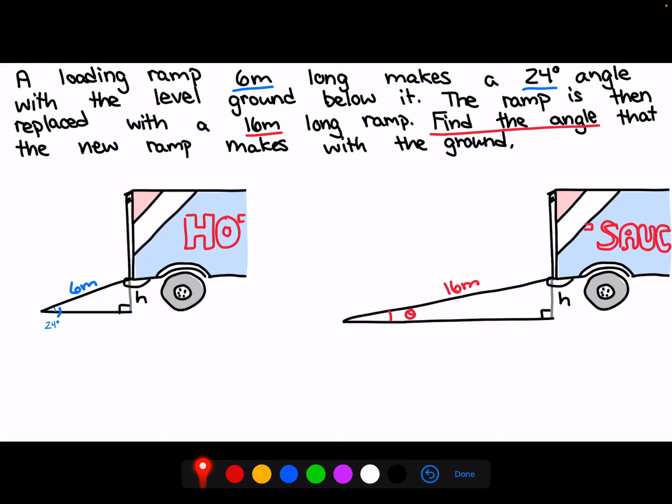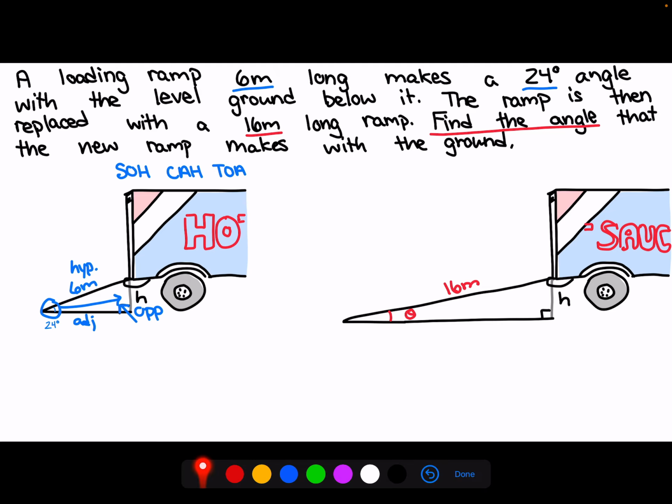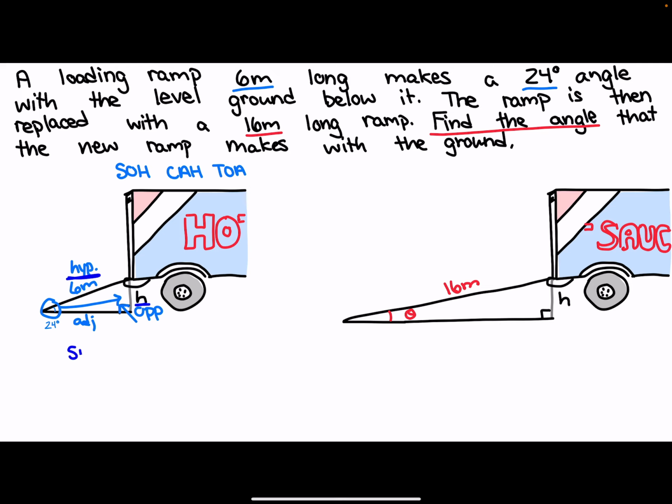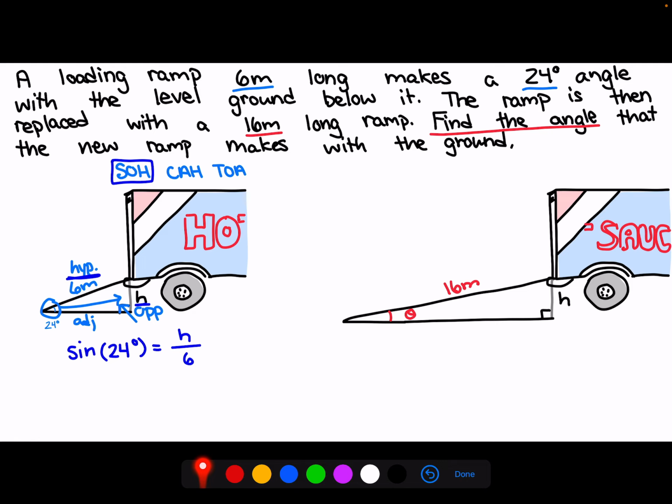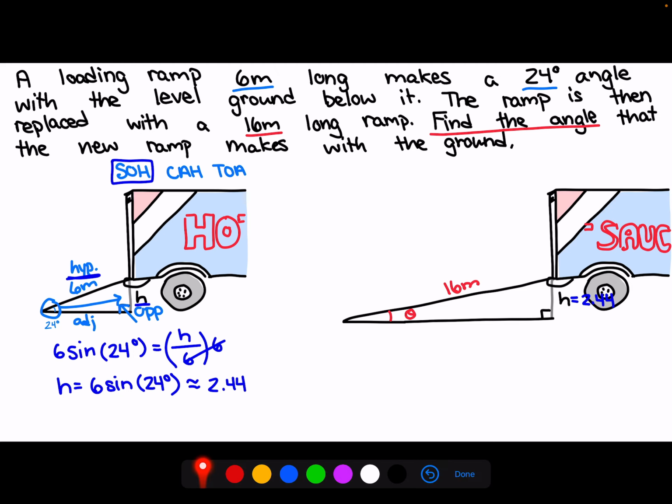I label the sides of the blue triangle. Opposite is H, hypotenuse is 6, and adjacent is blank. Looking at SOHCAHTOA, we only have opposite and hypotenuse, so we're going to use sine. Sine of 24 degrees is equal to opposite H over hypotenuse 6. If I want to get H by itself, I would just need to multiply by the denominator, 6. This will leave me with H is equal to 6 sine of 24, which is about 2.44 meters. So therefore, the height of the truck is about 2.44 meters off the ground.